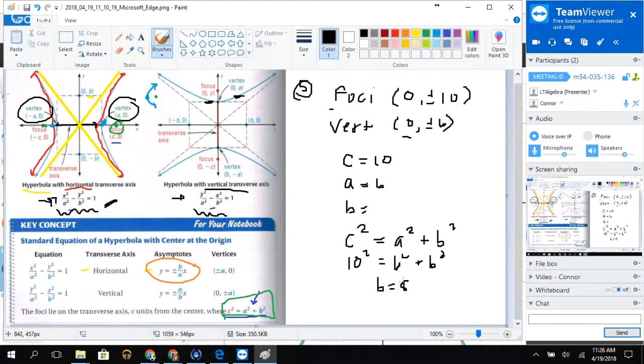Okay. And then if I go to write my equation, because what you're trying to do is write an equation, you're going to fill in the blanks. So you're really literally going to fill in the blanks. It's going to be y squared over a squared, y squared over 6 squared, minus. If I did plus, it would be an ellipse. Minus x squared over b squared, which is 8 squared, equals 1. And that's pretty much it. You could make this 36 and 64, but that's your equation.